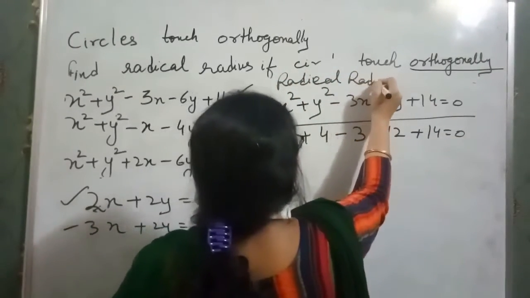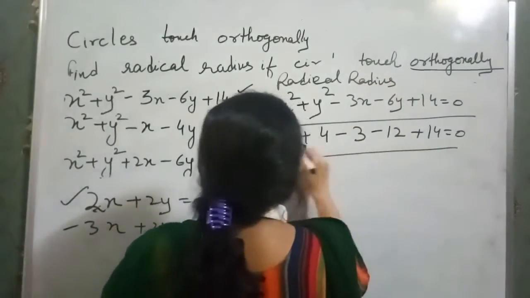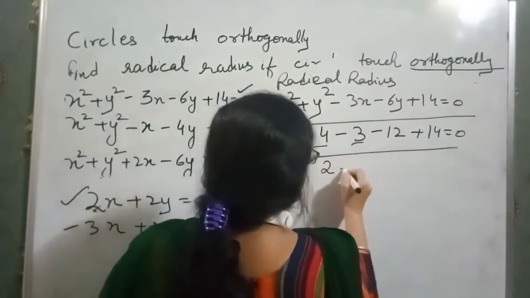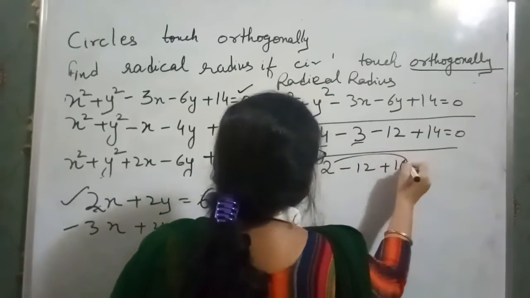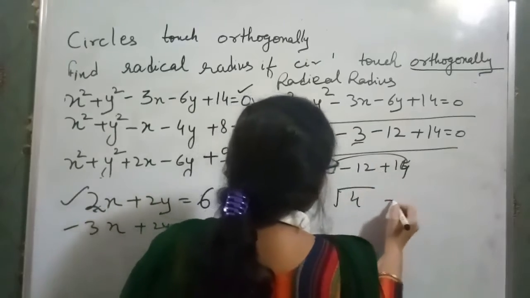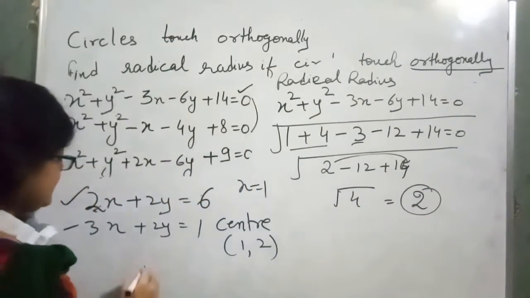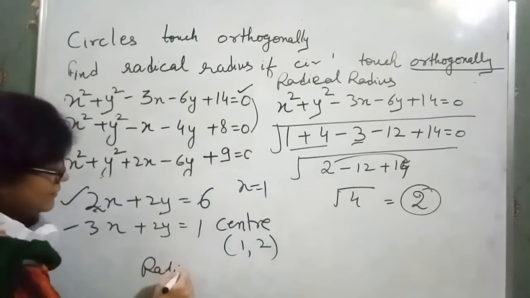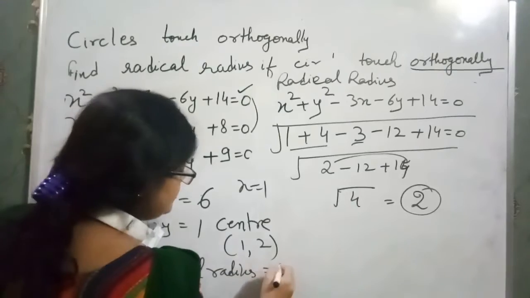Okay, radical radius. So we have 5 minus 3, that is 2, minus 12 plus 14. 14 plus 2, 16. 16 minus 12, that is 4, and we ultimately got 2. So this is the radical radius, which is equal to 2.